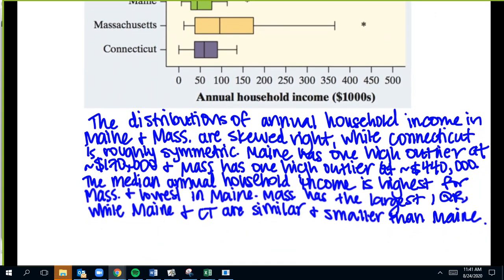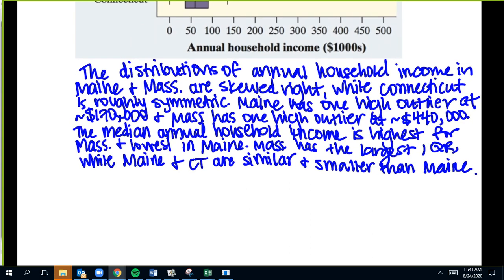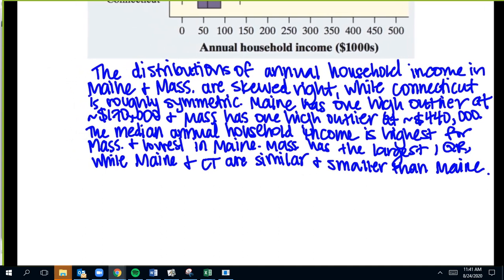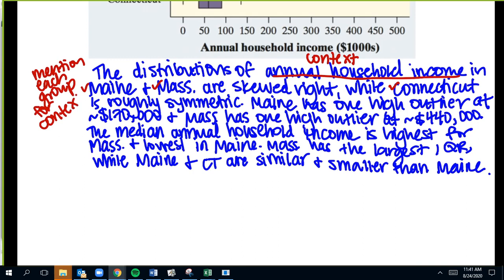So what we have is the distributions of annual household income. You need to have annual household income for context. You have to have context in your statement. So that's where that comes from. Then you need to mention the groups. I need to see Maine, Mass, Connecticut. You need to mention each group as part of context and the variable. So you need to have all of that.